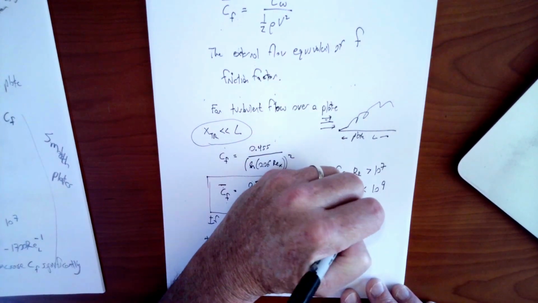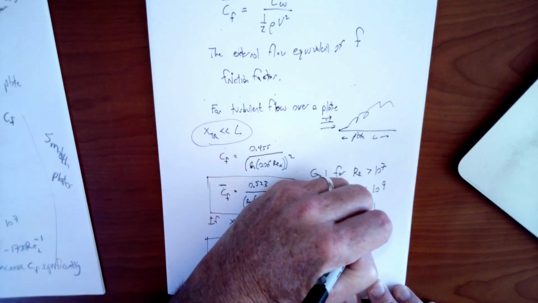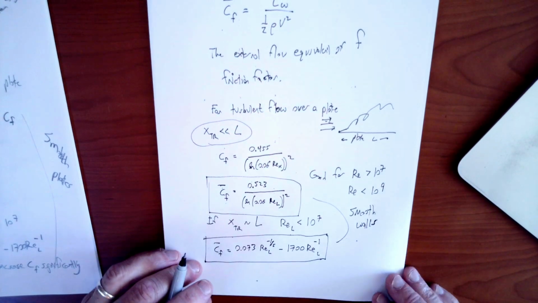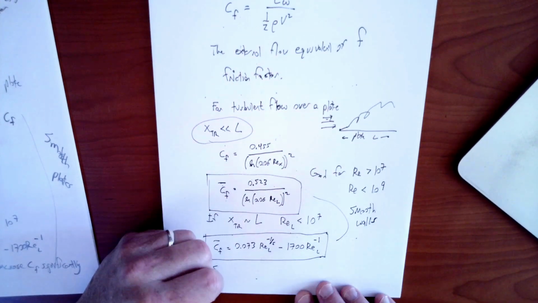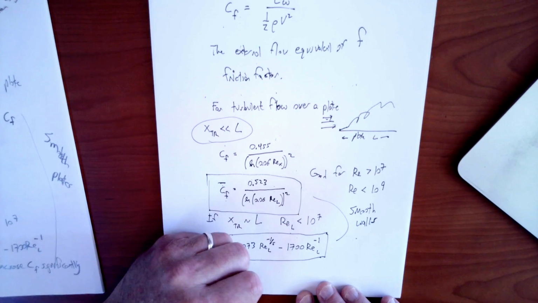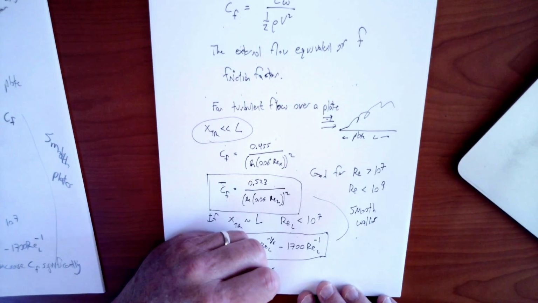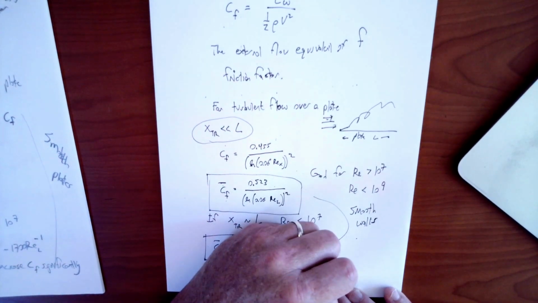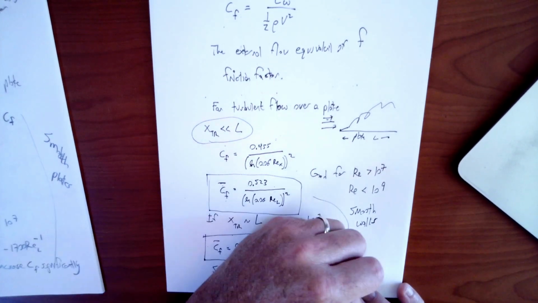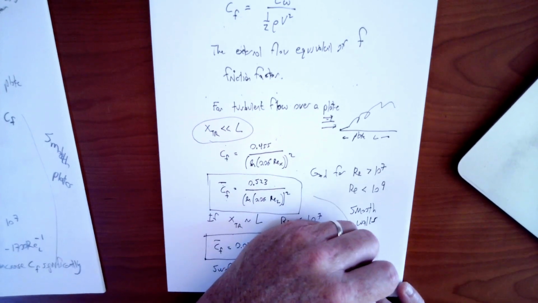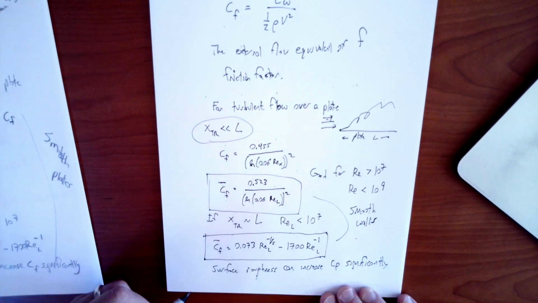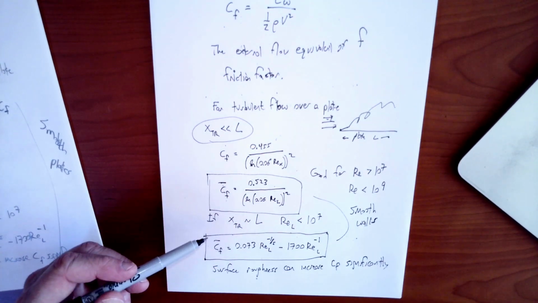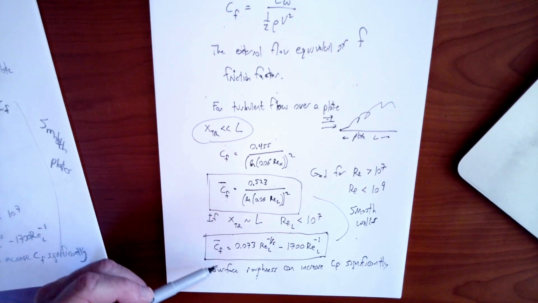Both of these are for smooth walls. So you have to be careful with this as well. The smooth walls for both of these, it turns out, of course, that surface roughness can have a significant effect. And in that case, you've got to go to other relationships. It can increase C sub F significantly. So you've got to be aware that if you do have a rough wall of any kind, these CFs will underestimate it. And of course, you can find other relationships that account for that surface roughness.